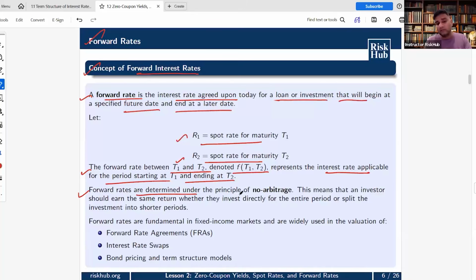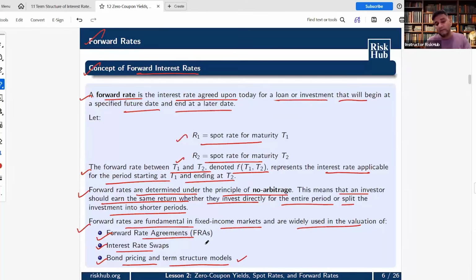Forward rates are determined under the principle of no arbitrage. This means that an investor should earn the same return whether they invest directly for the entire period or split the investment into shorter periods. Forward rates are fundamental in fixed income markets and widely used in the valuation of forward rate agreements, interest rate swaps, bond pricing, and term structure models, right?